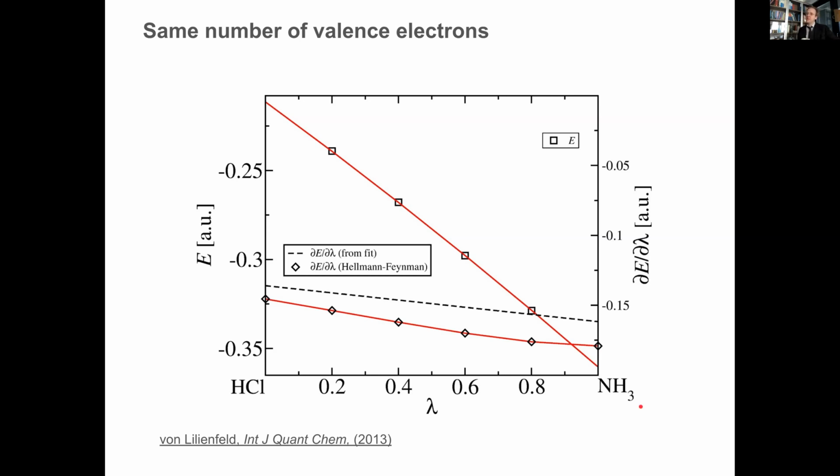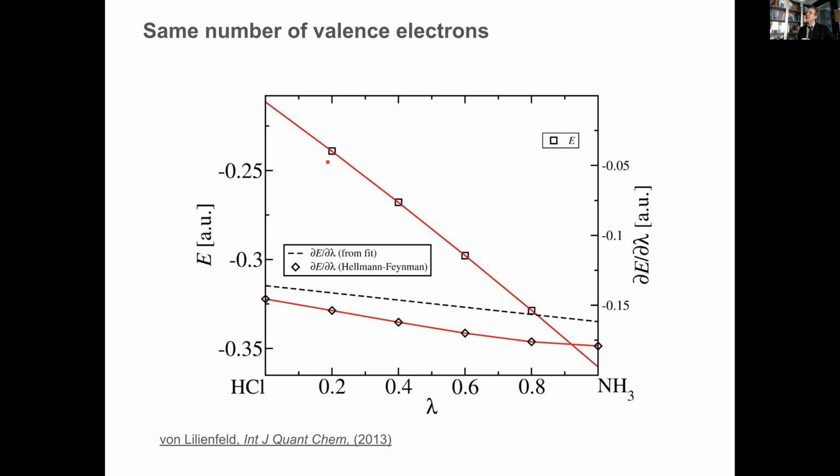So the energy change, this is actually the protonation energy. You add a proton to the system, and you look at how the energy difference looks as a function of lambda. And this protonation energy you see here as squares changing from HCl to ammonia. So ammonia is a base, right? It attracts protons, and HCl is an acid. It wants to release its proton. So this corresponds exactly to what you would expect in terms of chemical intuition.